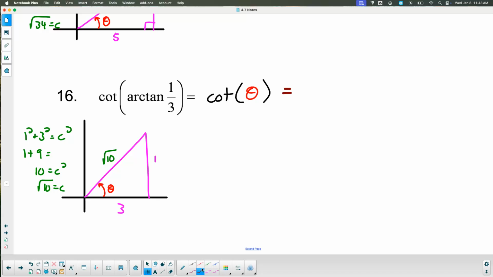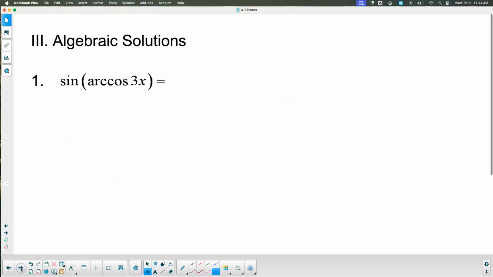Cotangent then is going to be adjacent over hypotenuse, or excuse me, adjacent over opposite. So that would just be 3. Questions, comments, concerns, clarification? All right.